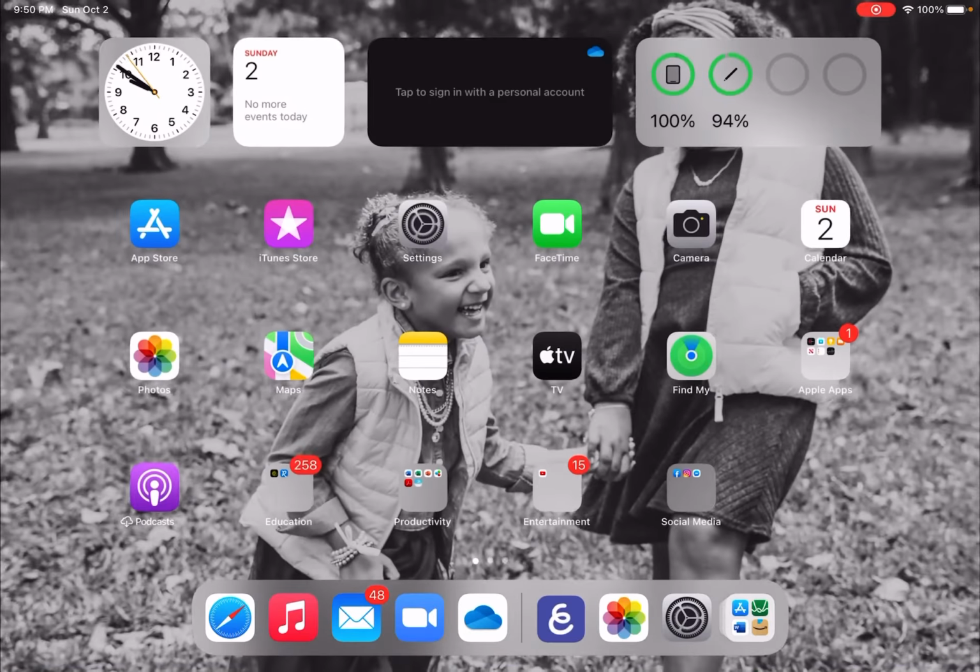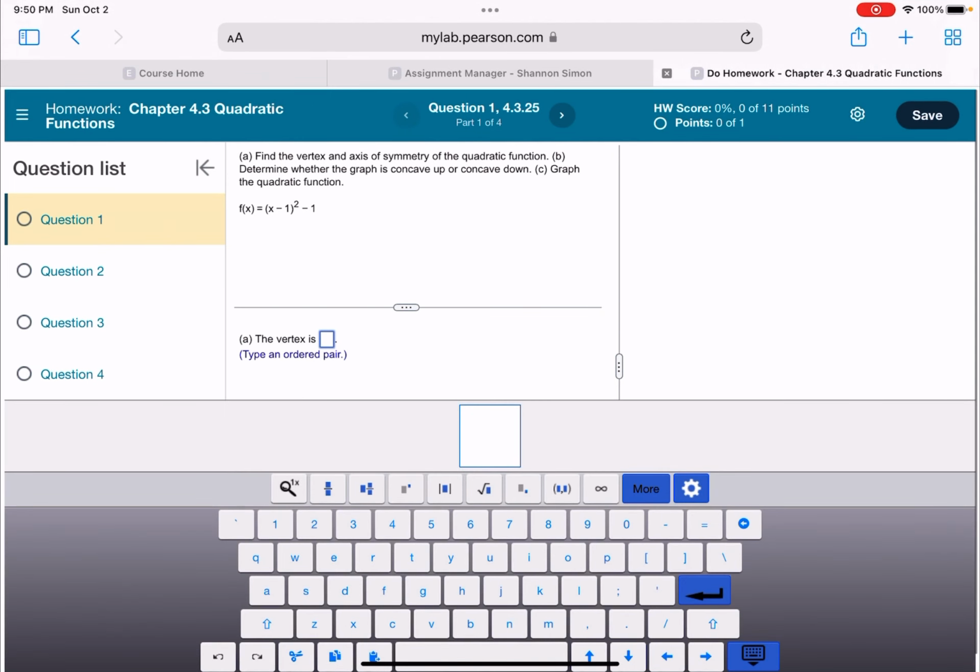So let's go back to MyMathLab and type that in. We need to write it as a point. So we'll do 1, -1, and find the negative. And we'll go ahead and check that answer.